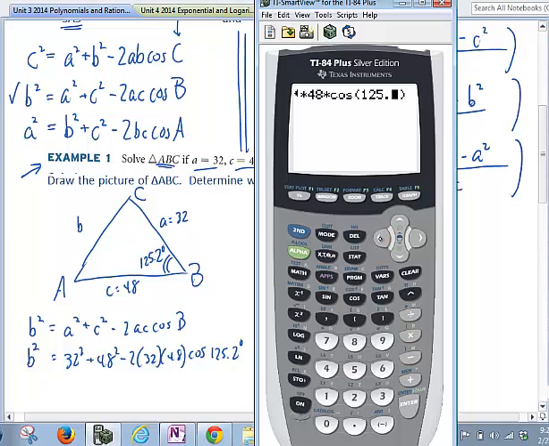So I'm just going to go back. Cosine of 125 is there. I'm pretty sure I put everything in correctly. Minus 2 times a times c, 32 times 48. And then I have 32 squared and the 48 squared. So I hit enter and I get 5,098.8. Remember, that is not b, that's b squared.